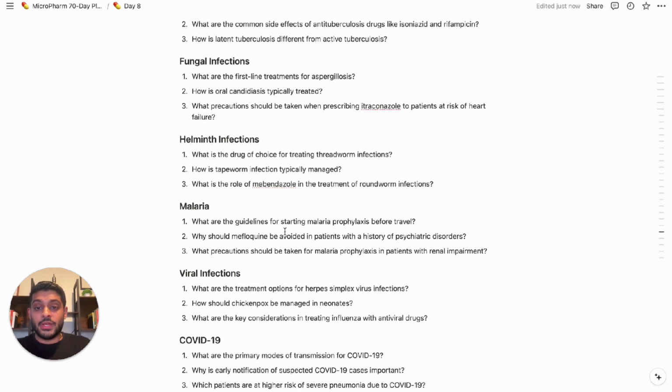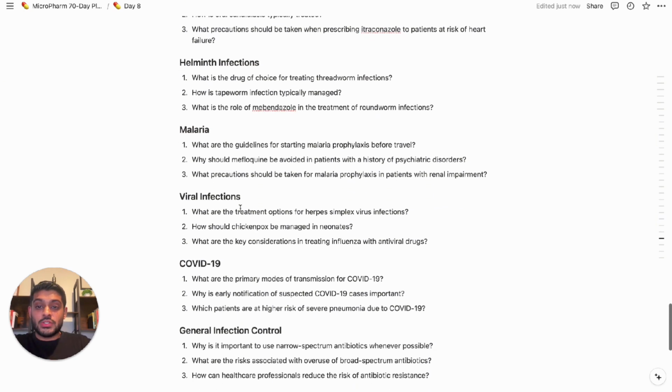When it comes to fungal infections, what's the first line treatment for aspergillosis? How is oral candidiasis typically treated? What precautions should be taken when prescribing itraconazole to patients at risk of heart failure? For helminth infections, what is the drug of choice for treating threadworm infections? How is tapeworm infection typically managed? What is the role of mebendazole in the treatment of roundworm infections?